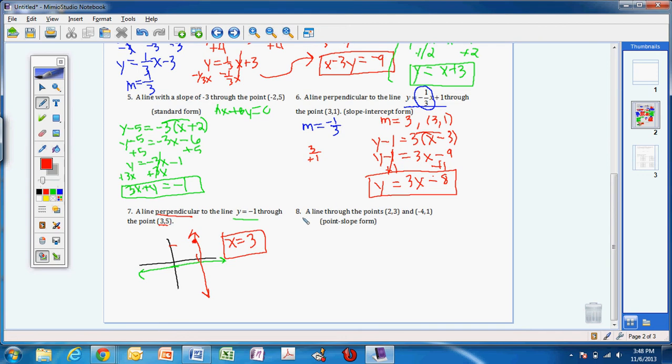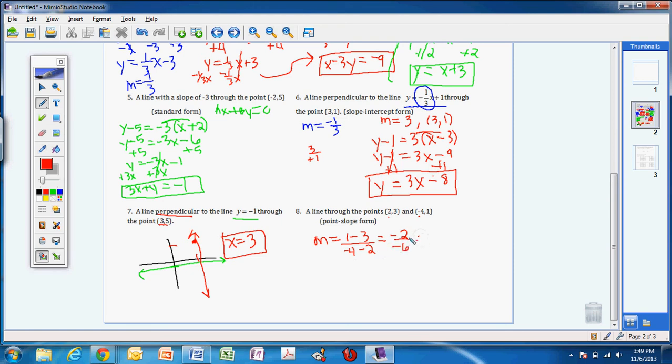So last one on this page, number 8, we want to write the equation of a line through the points 2, 3 and -4, 1, and we want to write it in point slope form. So the first thing that we have to do, since I know my points, but I don't know the slope between these 2 points, is find the slope. So y2 minus y1, 1 minus 3, all over x2 minus x1, so -4 minus 2. So simplifying my numerator, 1 minus 3 is -2, and -4 minus 2 is -6.